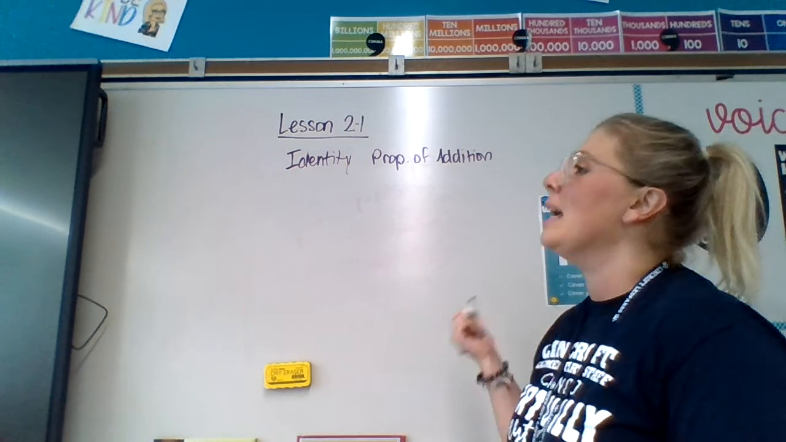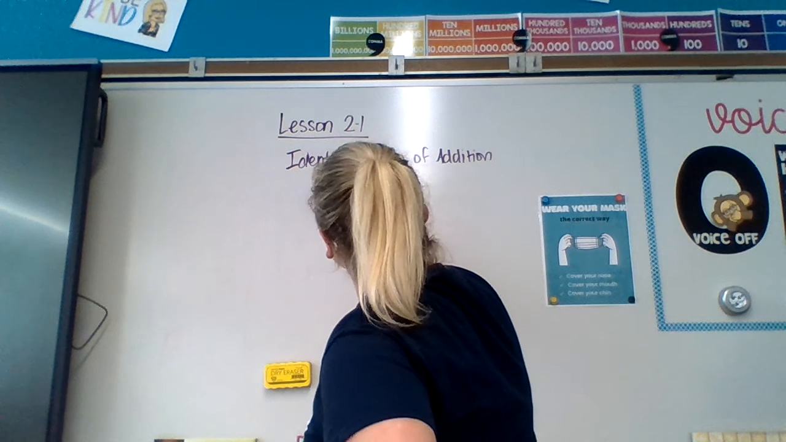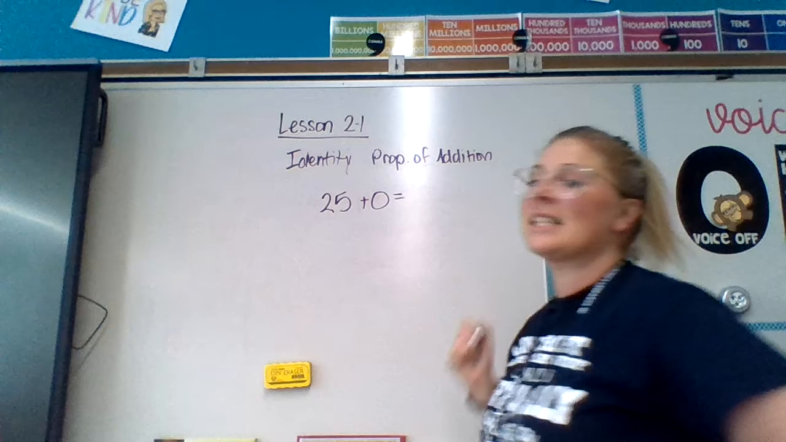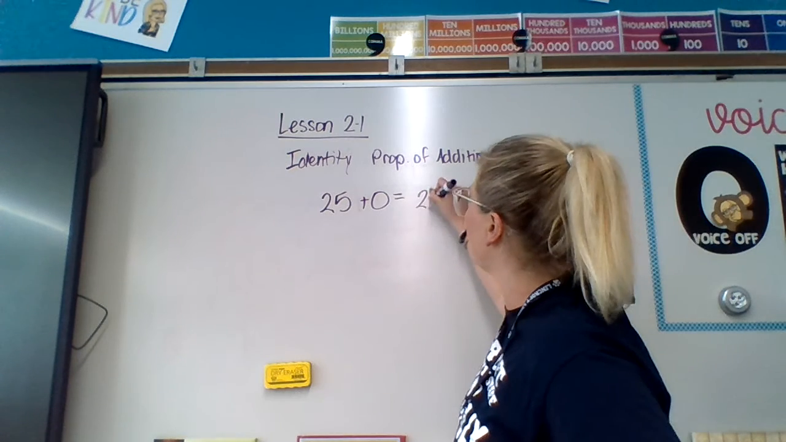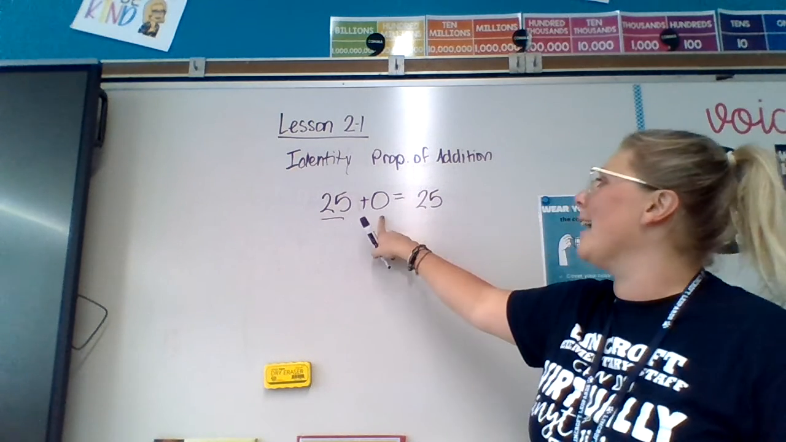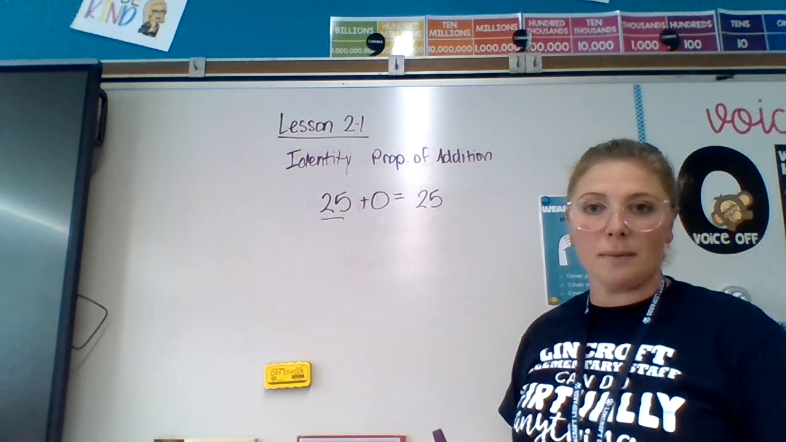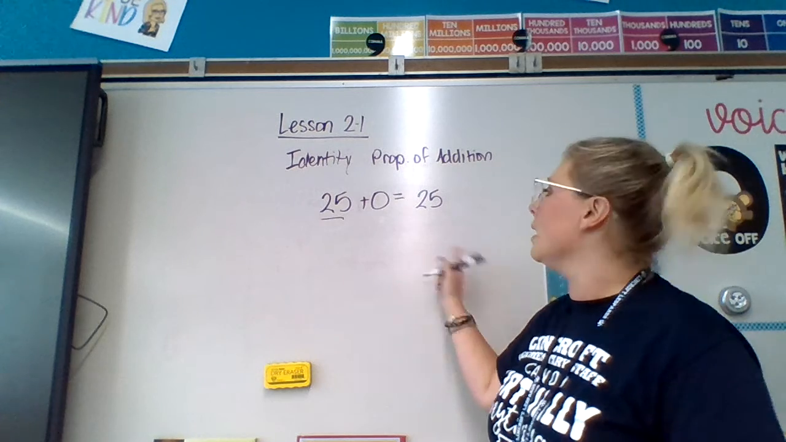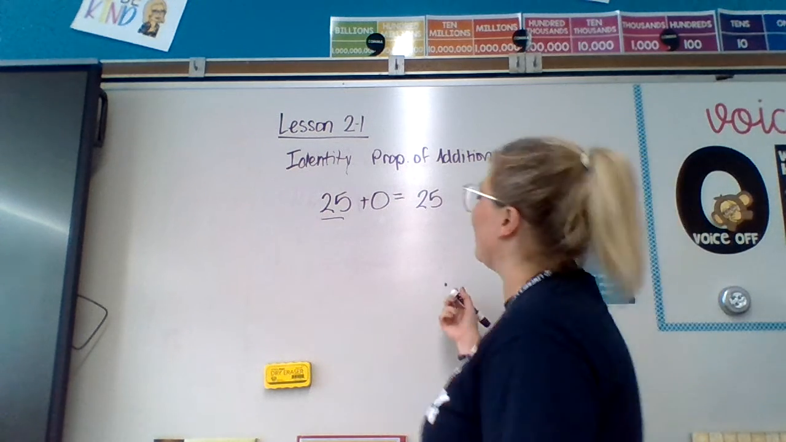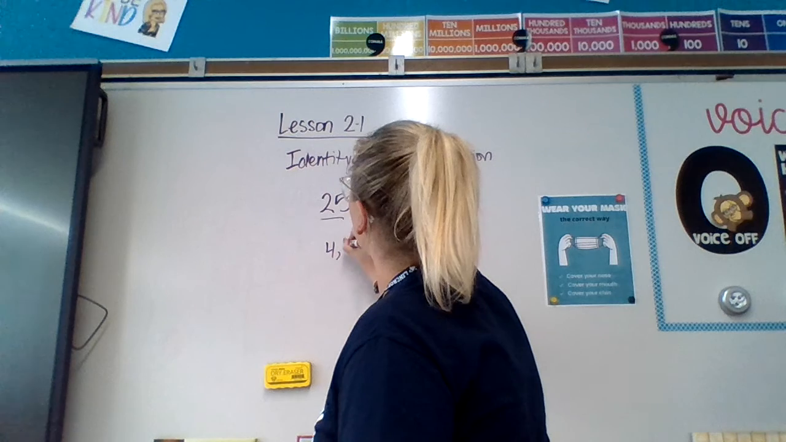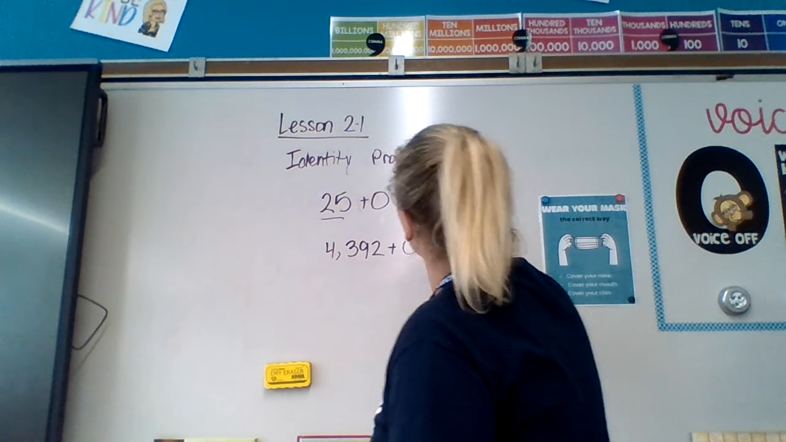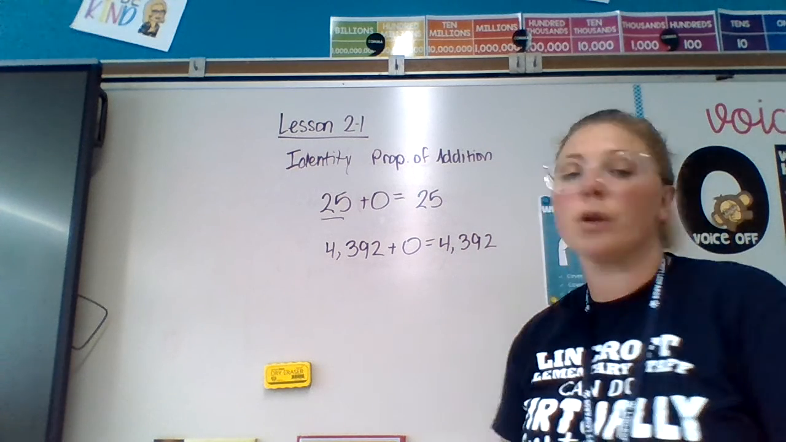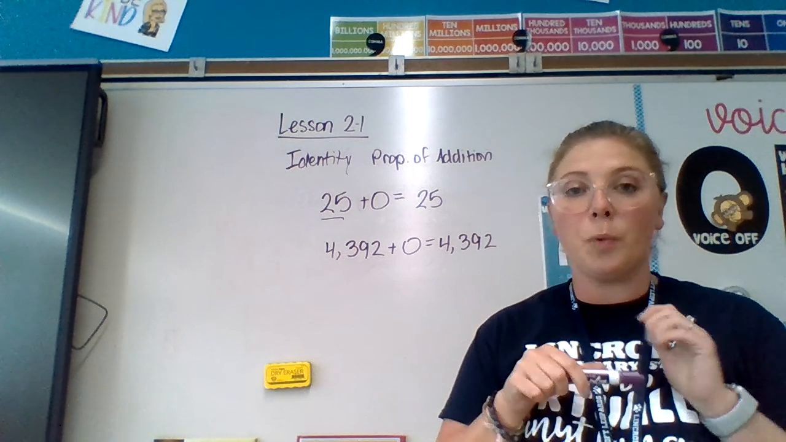And what that means is if you are going to add a number, let's say 25 plus 0, my sum is going to stay 25. It's still going to stay 25. So if you're adding 0 to any number, your sum's going to stay the same. The identity property says that if you add 0 to anything, you're still going to have that same number. So it could be any number. It could be 4,392 plus 0. You're still going to get 4,392. So those are three of the properties that we discussed in 2.1.